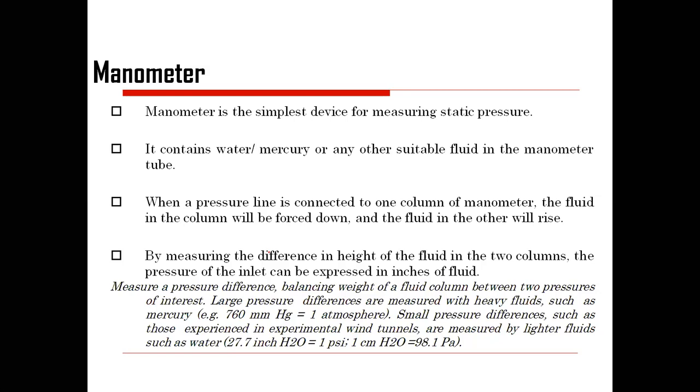So when a pressure line is connected to one of the legs or one of the columns of the manometer, there will be variation in the fluid of that particular leg or the column. So column and leg of the manometer are same. I will show that one also. So force is going to be exerted and there will be variation in the leg.